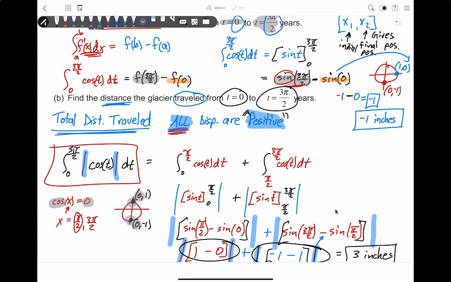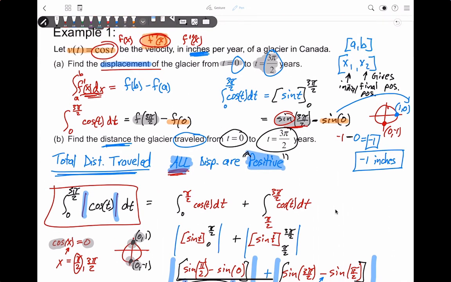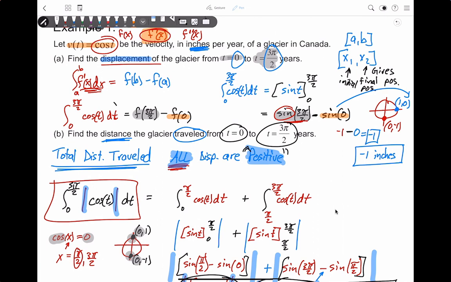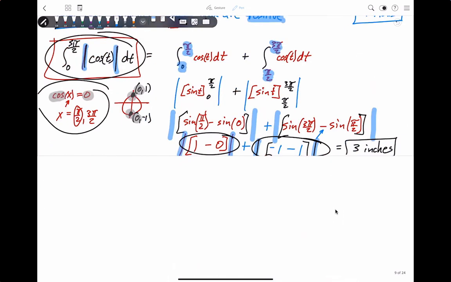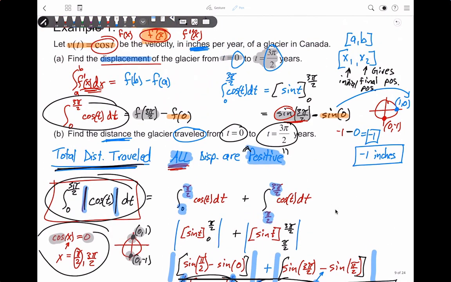So that's the difference between setting up your original integral, where the total distance traveled will include these absolute values, and we do this process of finding the x-intercepts to break them up into two separate integrals that have these bounds showing where they break off and separate from each other. We solve them, and then after we have solved the f of b minus f of a, we take the absolute value so that we can get the total distance traveled.